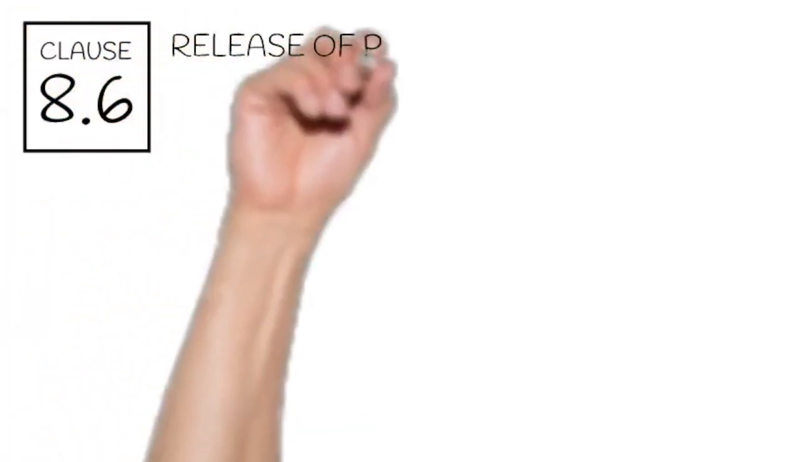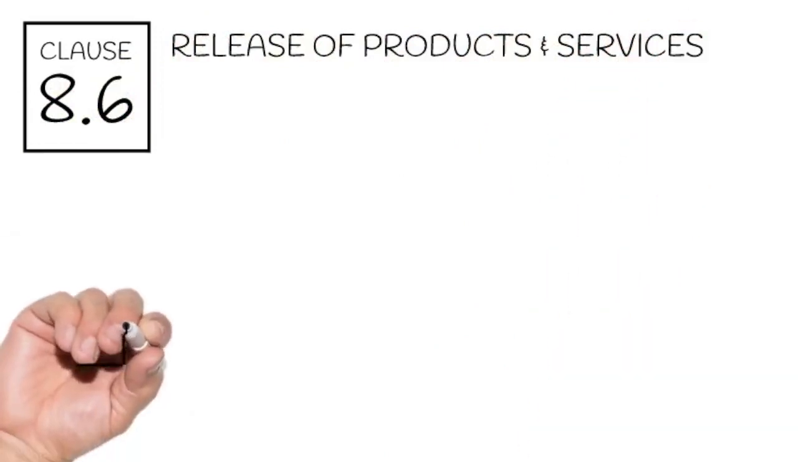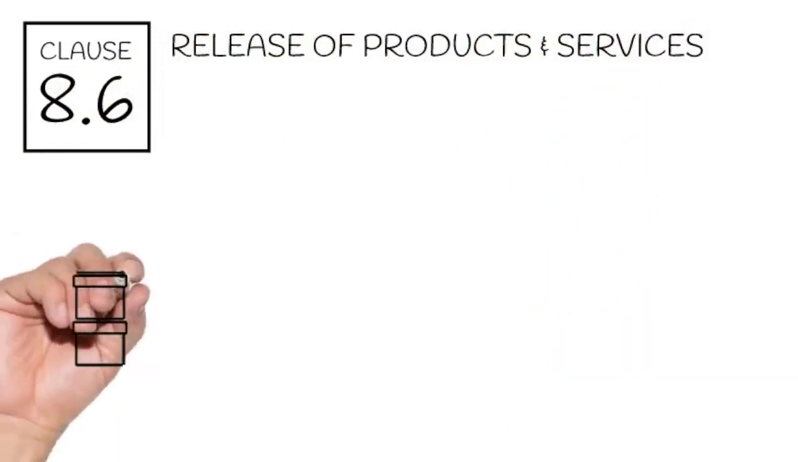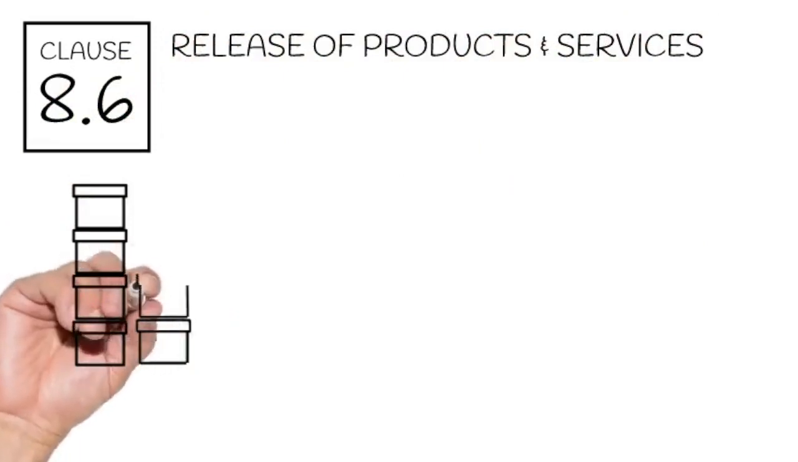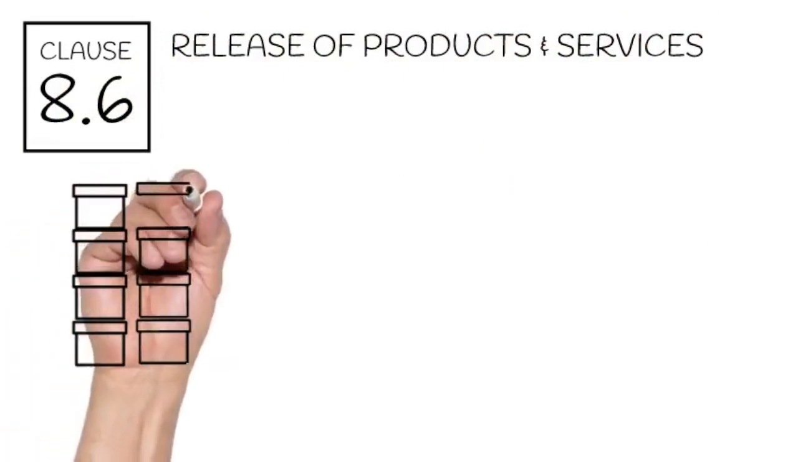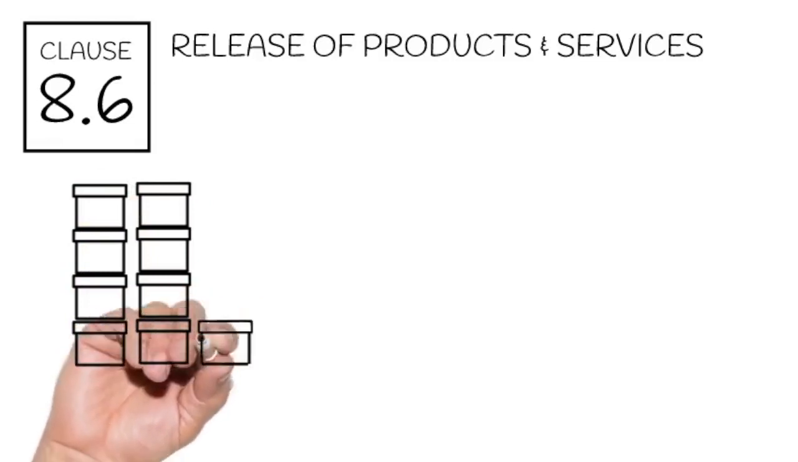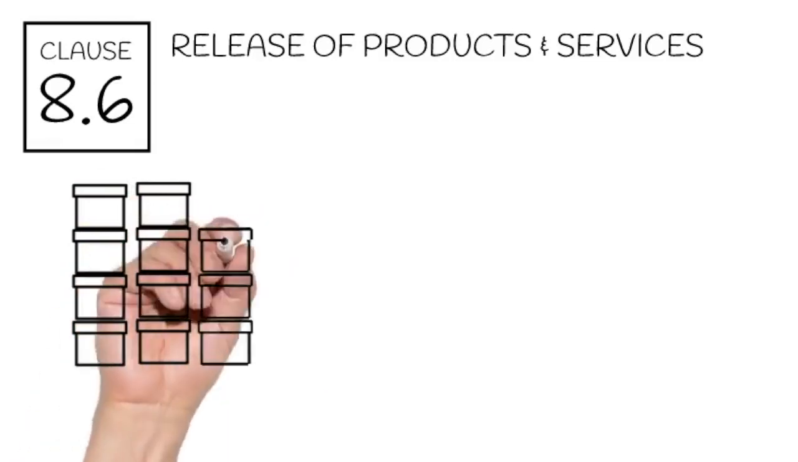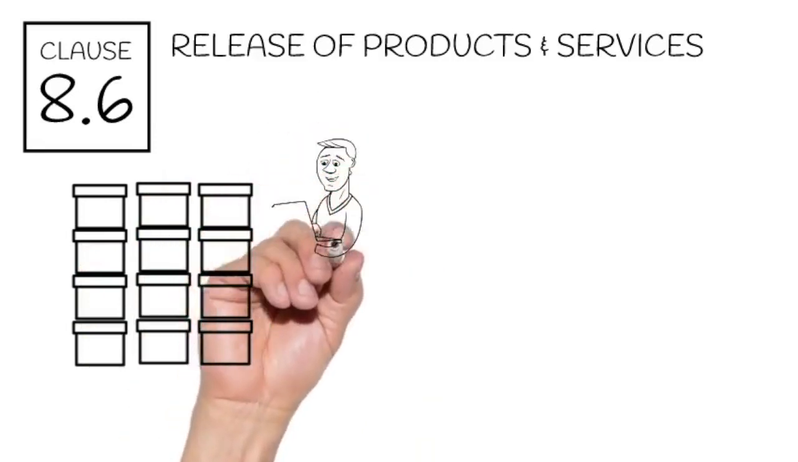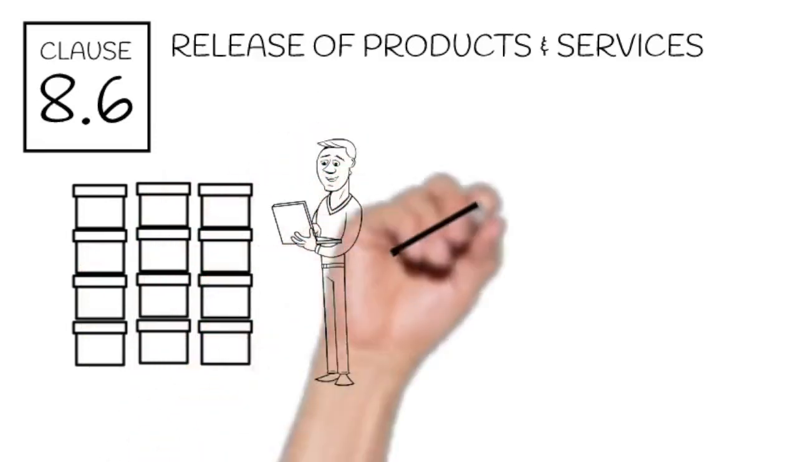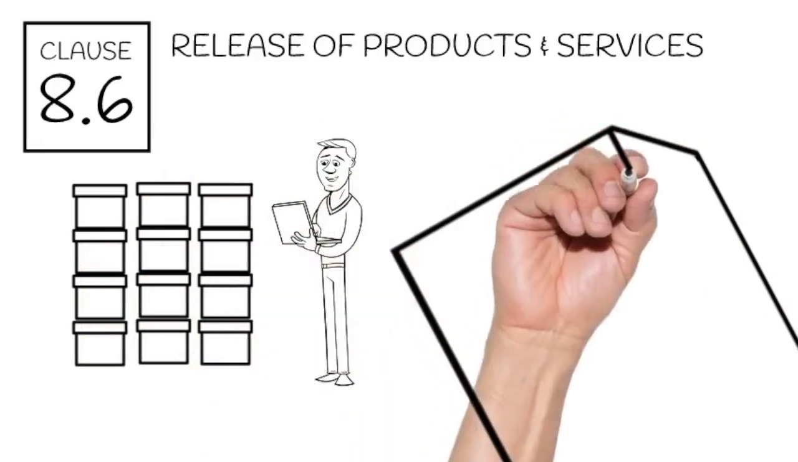Clause 8.6, Release of Products and Services. The organization shall implement planned arrangements at appropriate stages to verify that the product and service requirements have been met before it is released. It is important to identify, monitor and measure product or service characteristics to verify conformity to the requirements. These requirements may come from your customer, your organization, regulatory and industry sources. You must plan what characteristics to measure.